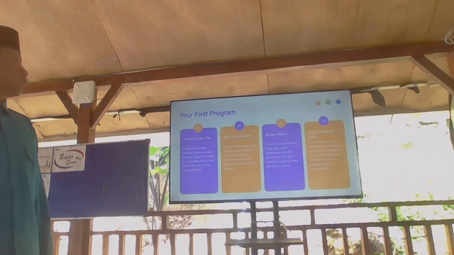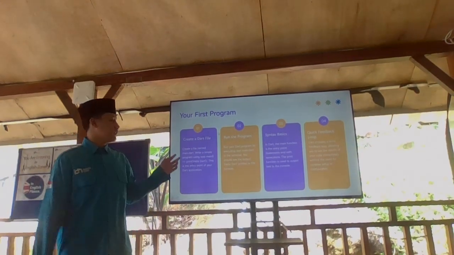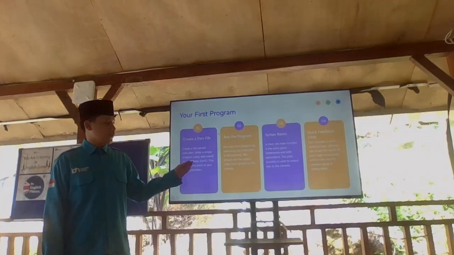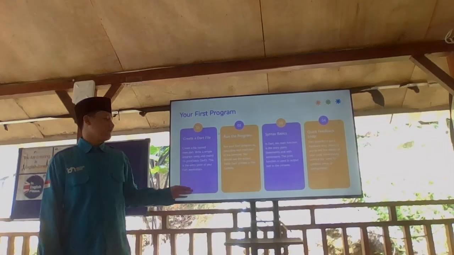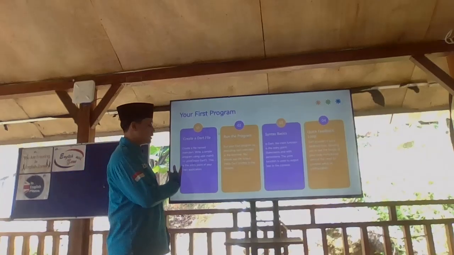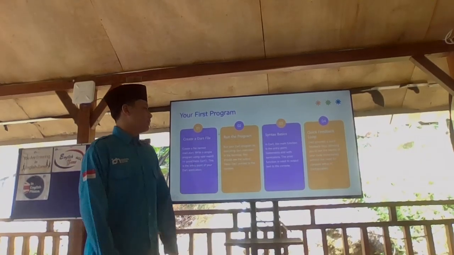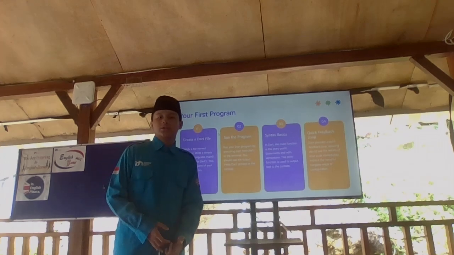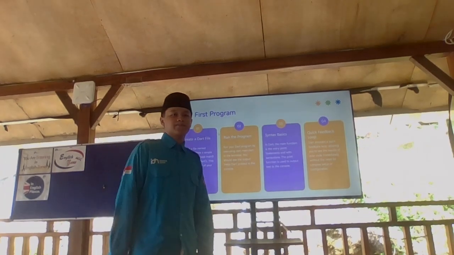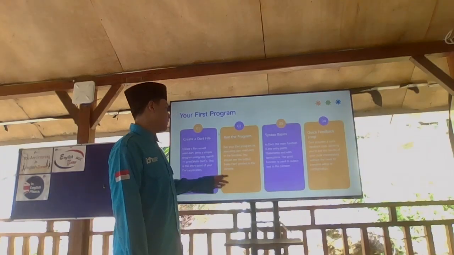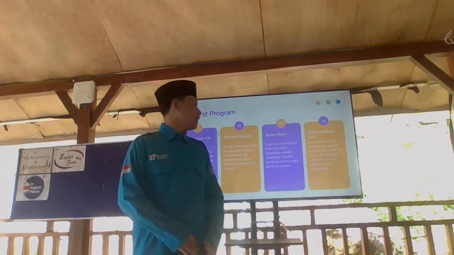Your first program: create a Dart file named main.dart. Write a simple program using void main and print hello. This is the entry point of your Dart application. Run the program: run your Dart program by executing dart main.dart, and then you want to click the play button.